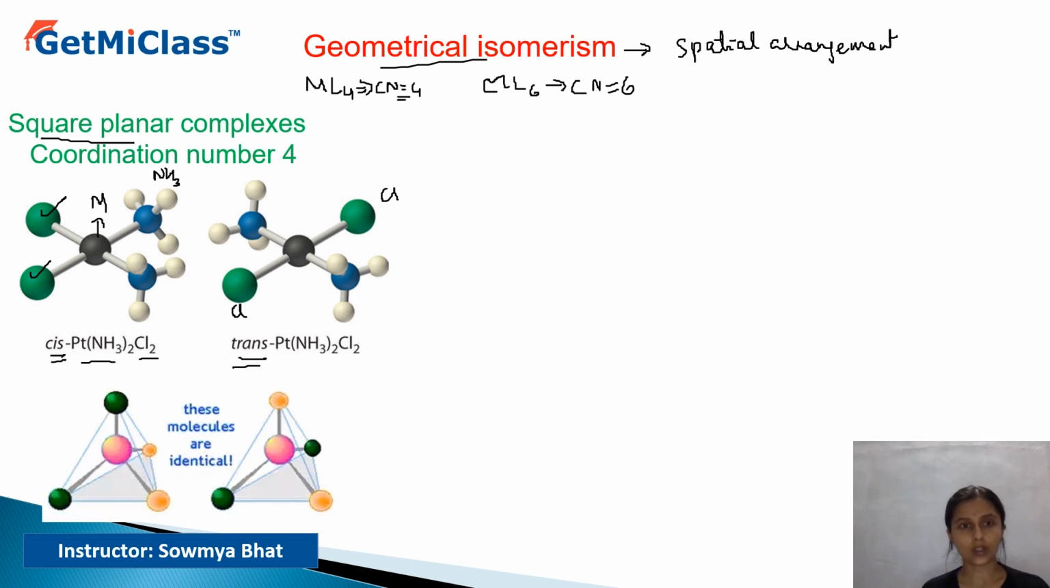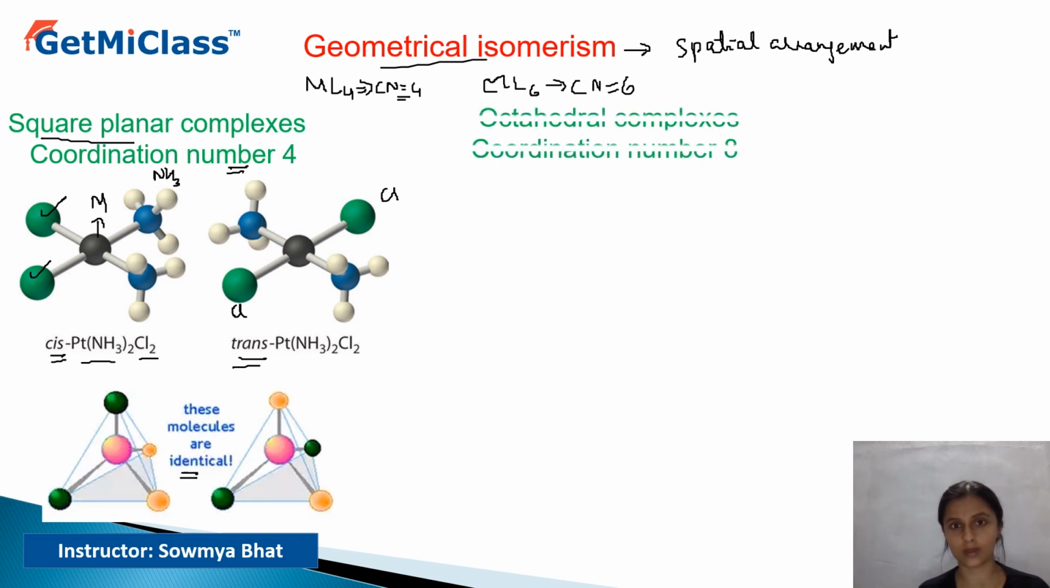When the coordination number is equal to 4, you can also have the tetrahedral geometry. But in the case of tetrahedral geometry, geometrical isomerism is not shown, because you can see the relative position of the atoms will be the same. So they do not show geometrical isomerism.